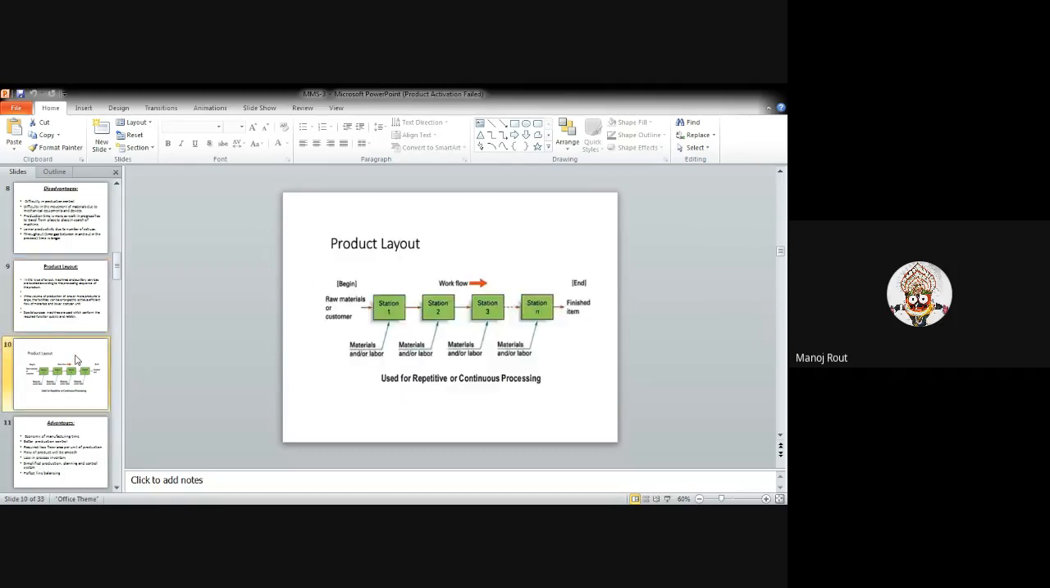If you go to the product layout, as you see in the figure, there are machines placed in a straight line so that the raw material is passed from one workstation to another, starting from workstation number 1 to workstation number n, and each workstation contains materials and labor also. This product layout is repetitive, and it is otherwise known as continuous processing.